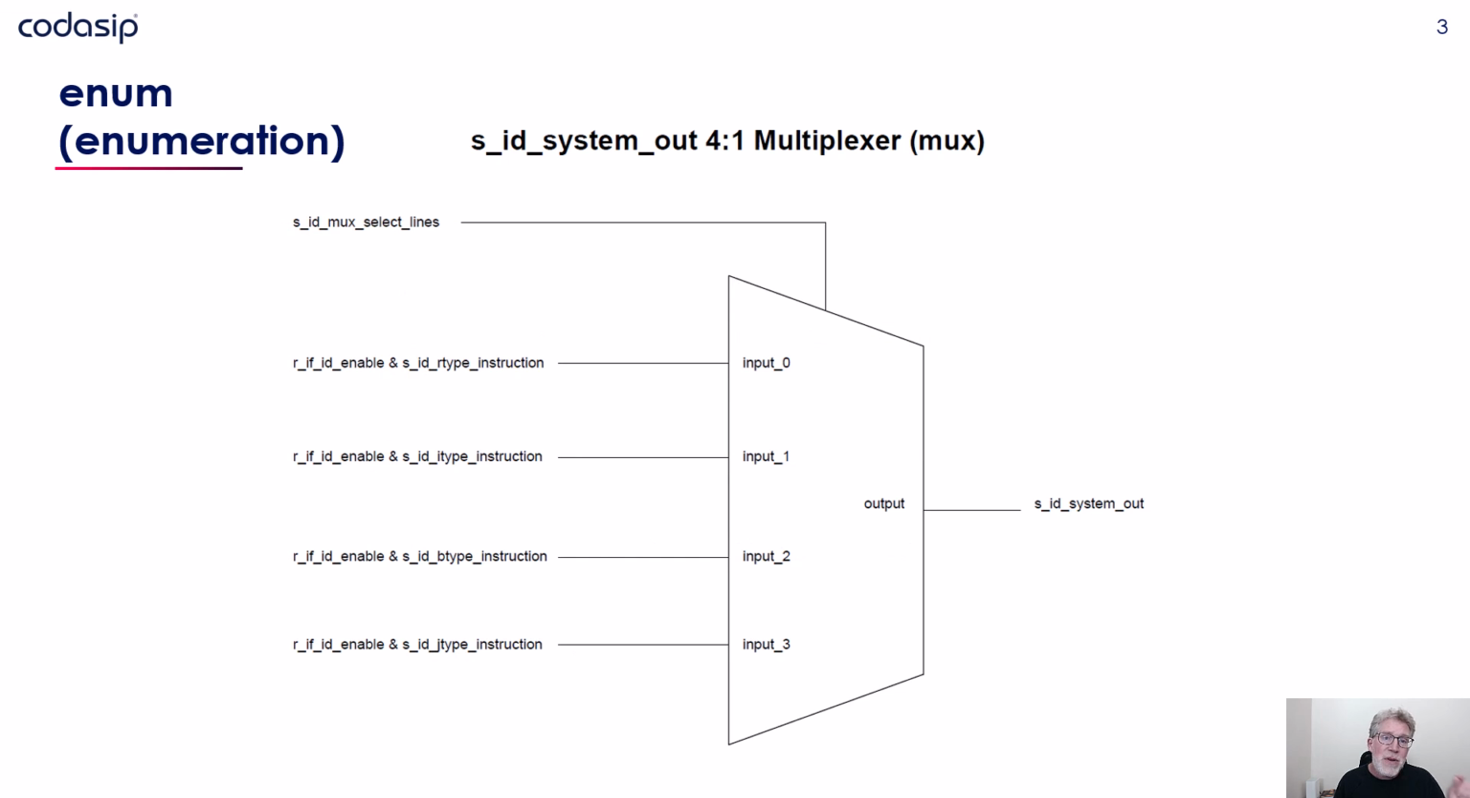So enums are a level of abstraction that helps us design switch statements, which then will help us design multiplexers in our processor design. Hopefully this video helps.